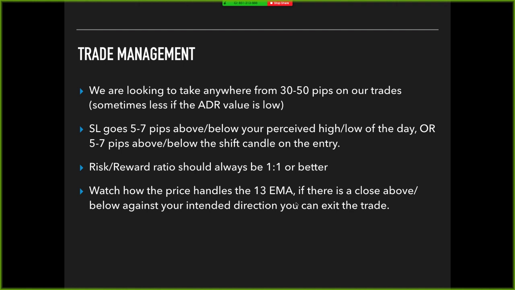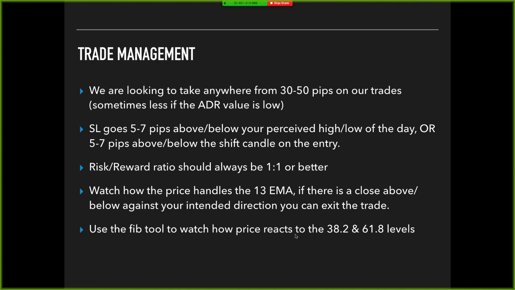If there is a close above or below against your intended direction, you can exit the trade. If you have seen me in the live rooms, I use this, and I also use the fib tool to watch how price reacts to the 38.2 and the 61.8 levels to manage my trade. If you're in the live rooms, you know how to do that already. We can also use the TDI RSI signal line cross to exit a trade, and I covered that last Wednesday in the TDI webinar. Sometimes when you see the RSI crossing the signal line, that could be a signal for you to get out of the trade. It could be a sign of reversal.